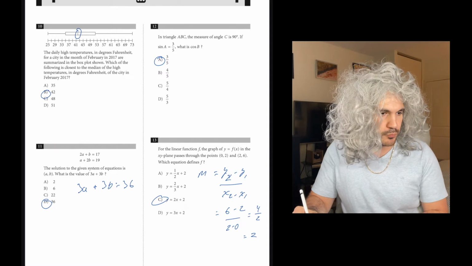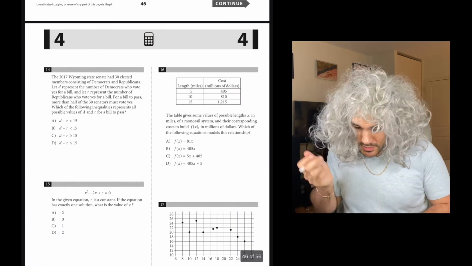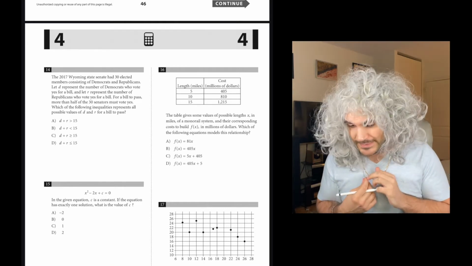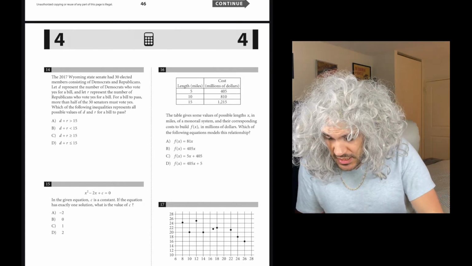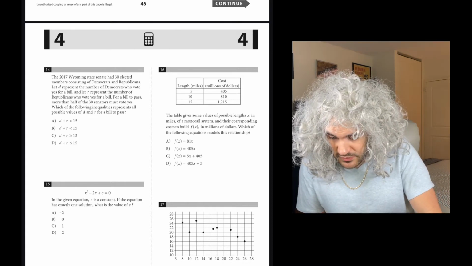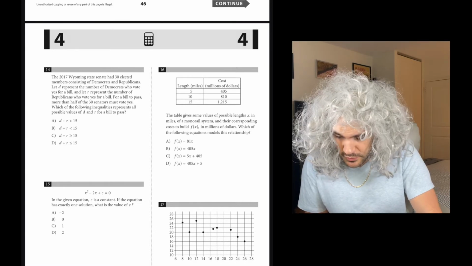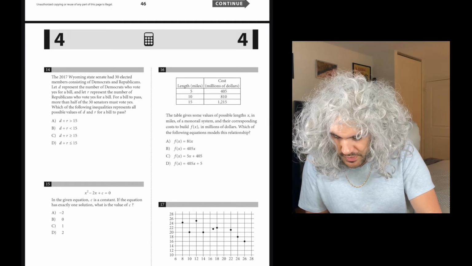Cool. Dope. Next page, 14. The 2017 SAT is getting all political up in our business. They elected 30 members, Dems and Republicans. D is the Democrats who voted yes. R is the Republicans who voted yes. More than half of the 30 have to vote yes for it to pass. Which of the following represents possible values of D and R for a bill to pass?